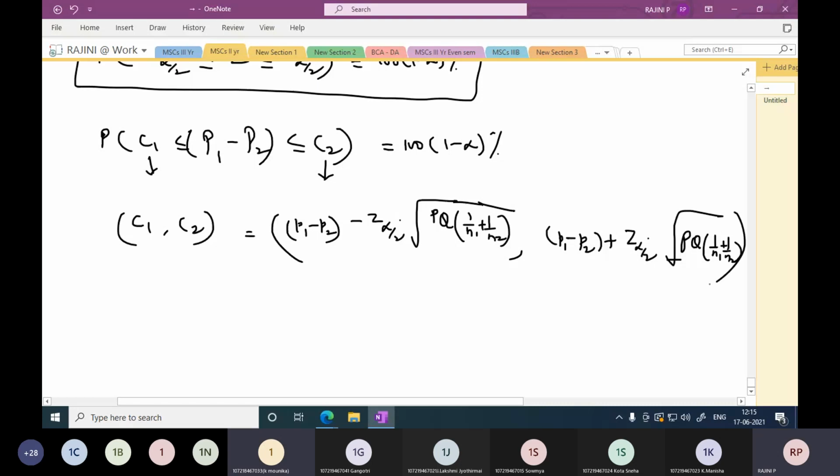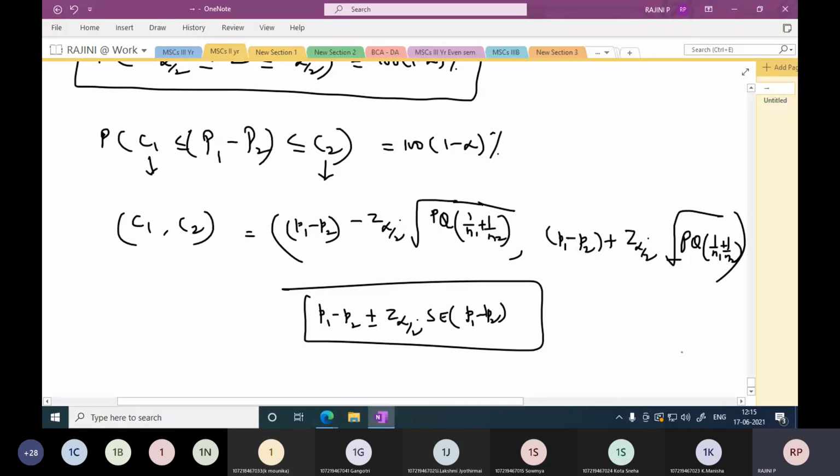Everybody got the same? Could everybody do the confidence limits? So this is p1 minus p2 plus or minus Z alpha by 2 into the standard error of p1 minus p2. Is that all? Okay. Now suppose I ask you for the 99% confidence limits for the difference of proportions in the last sample. Then what are C1 and C2?